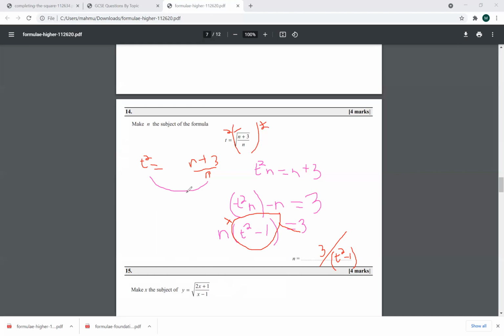So I didn't write n straight away. n is the last letter you should be writing. So let me show you what I did. I put the square on both sides to cancel out the square root.